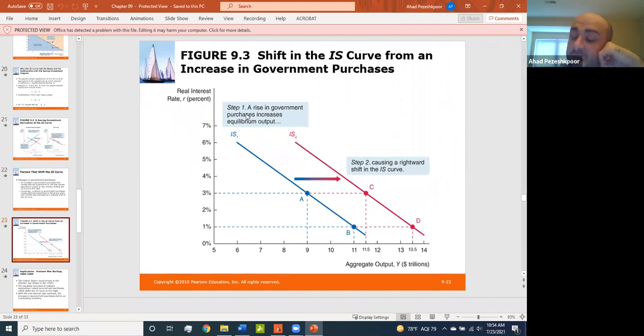A rise in government purchases increases equilibrium output, and therefore it would cause a rightward shift in the IS curve, holding interest rates constant. So your interest rate would be the same, but because the intercept of the function changed, it shifts to the right. This is why John Maynard Keynes was very happy with the Second World War.